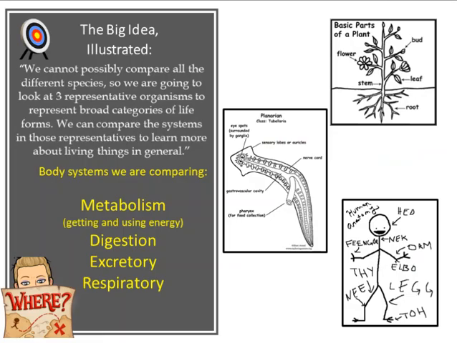So the big idea illustrated is that we're focusing on body systems of 3 representative organisms because we can't compare every living organism out there. So we're going to be using flatworms to represent all organisms that are invertebrates. They don't have a vertebral column. Plants, basic plant, I'm not making anything specific. And then humans. We are going to be covering technically the respiratory system today, although understand that not all of these representative organisms have a respiratory system the way that we do.